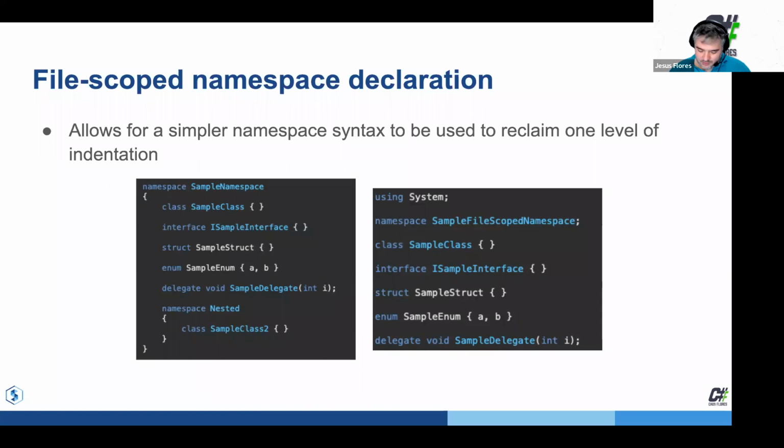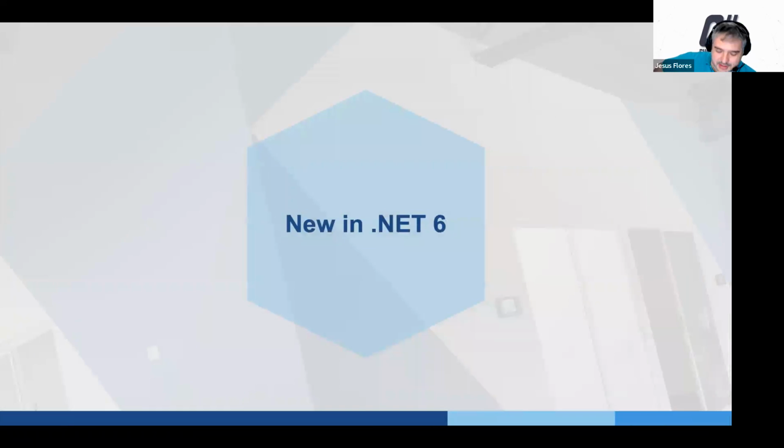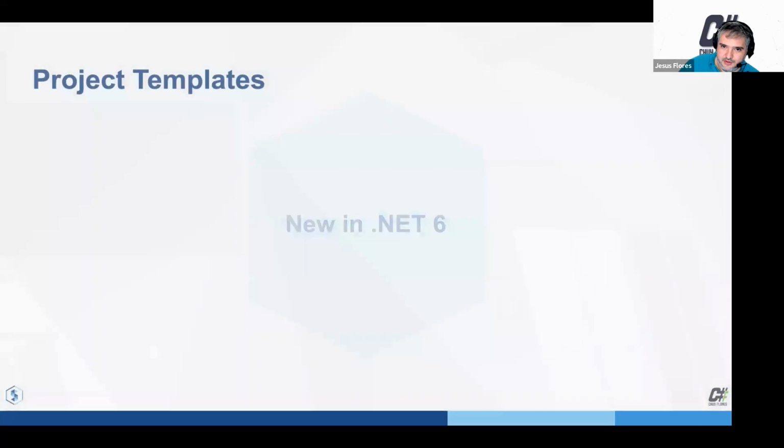Okay, so the next one, we are going to talk about what is new now. We have seen what is new in C# 10, so now we are going to see what is new in .NET 6. As I said, .NET 6 includes new project templates that take advantage of new language features in both C# 9 and C# 10.